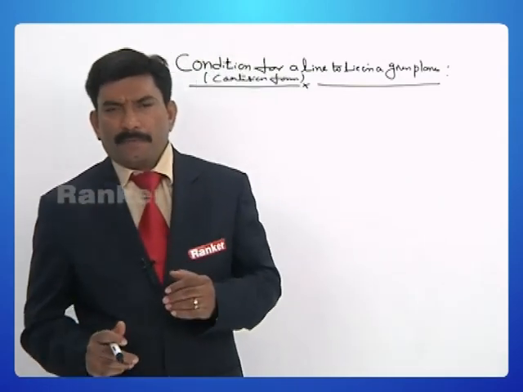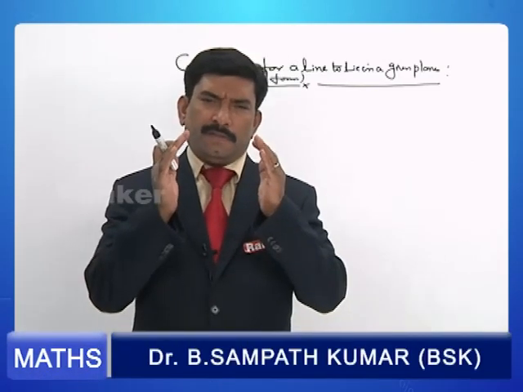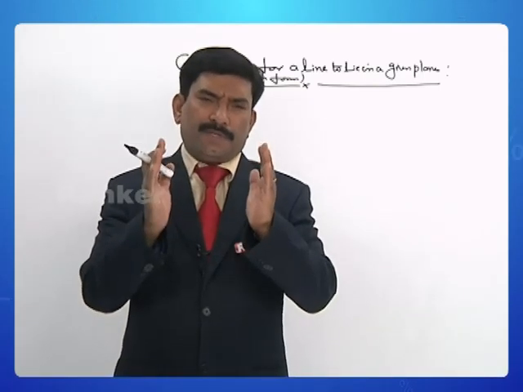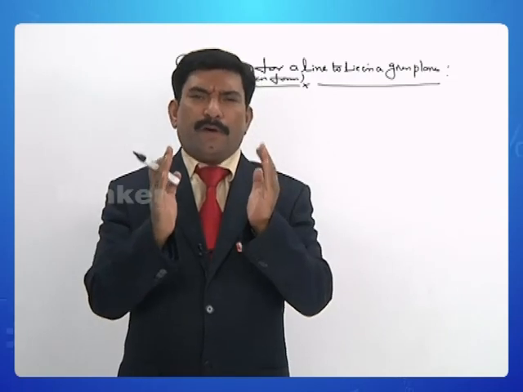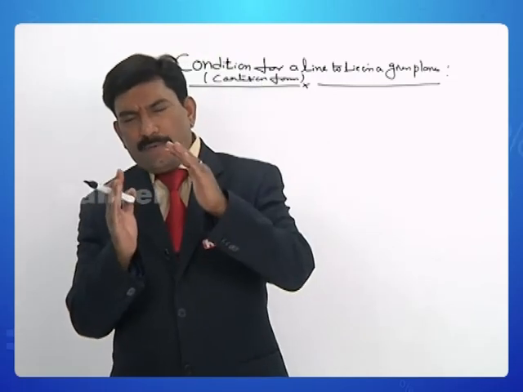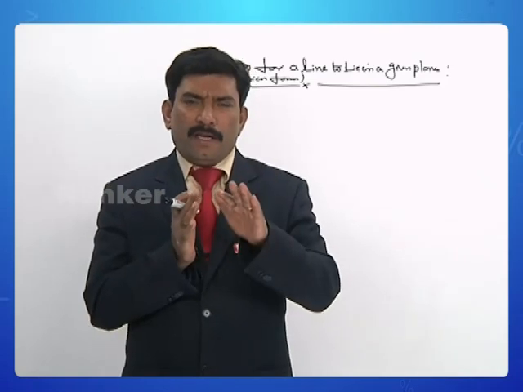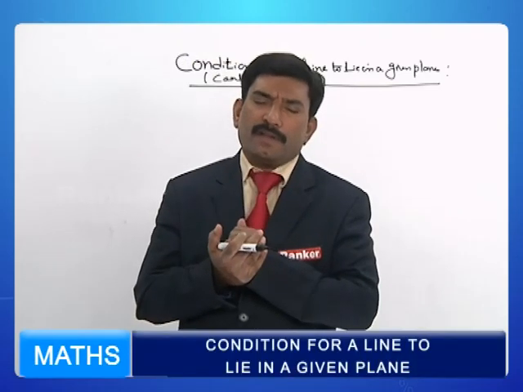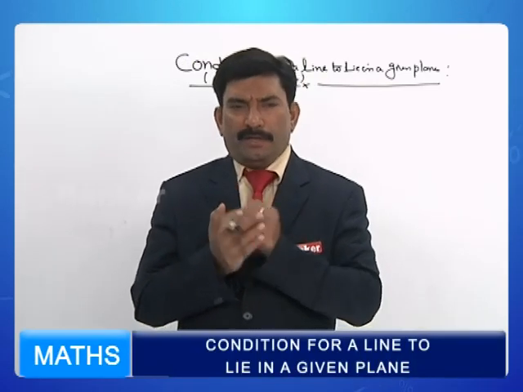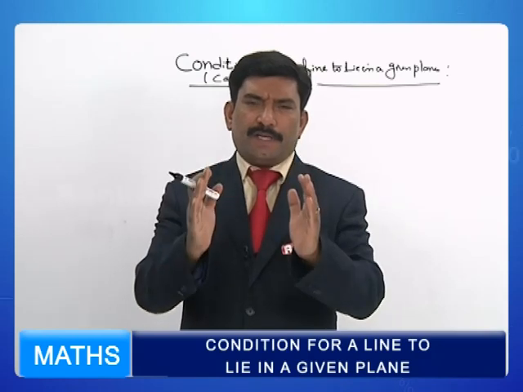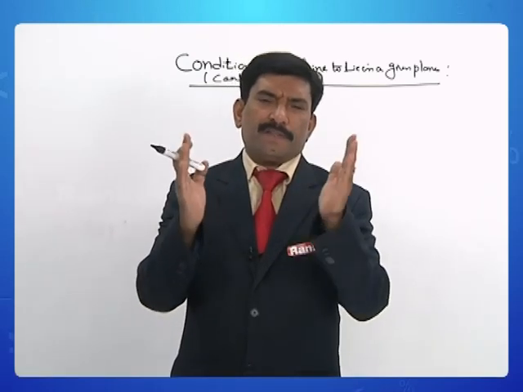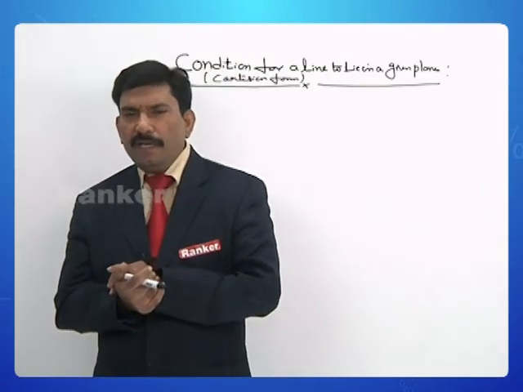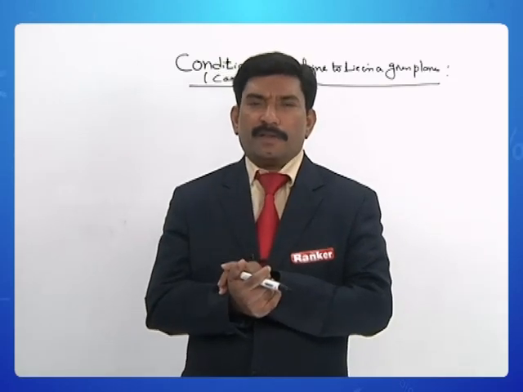Yes, students, in this session, let us discuss how to establish a condition for a line in symmetric form to lie in a plane, when the plane is given in Cartesian form, say for example a2x plus b2y plus c2z plus d2 is equal to 0. So let us consider the equation of a line in symmetrical form.